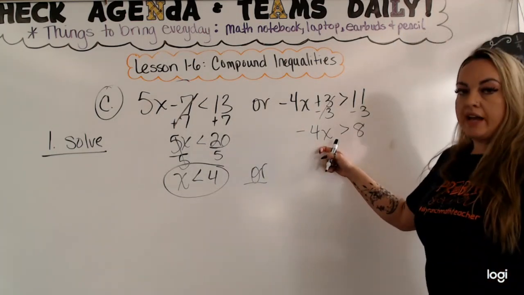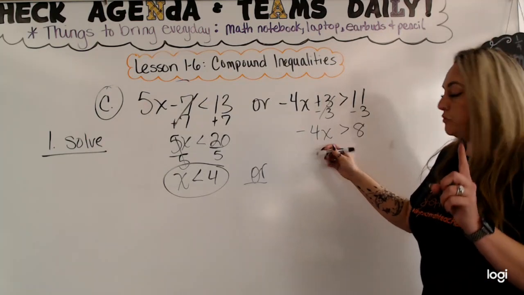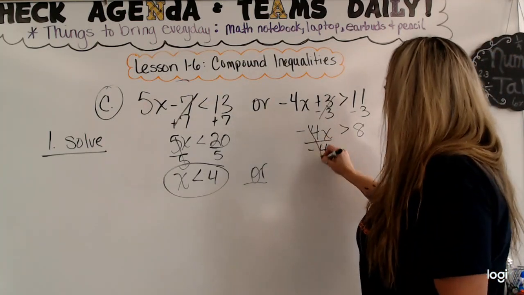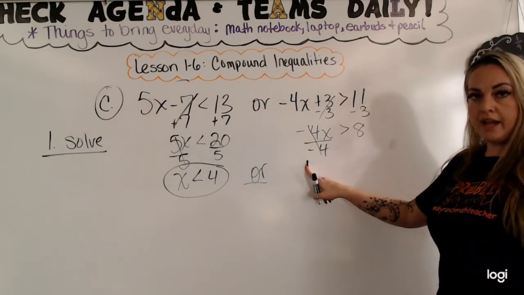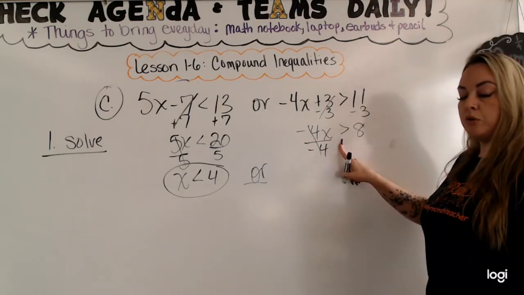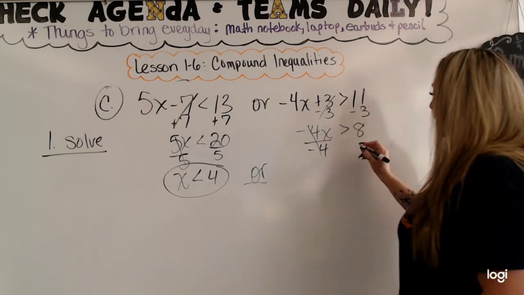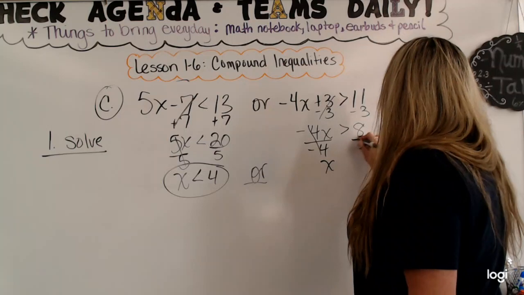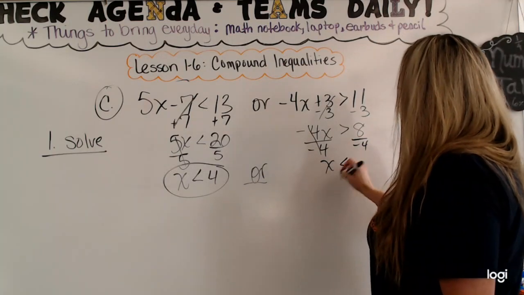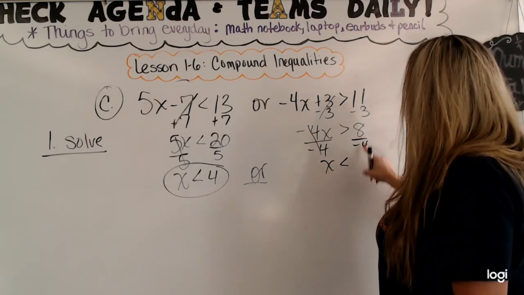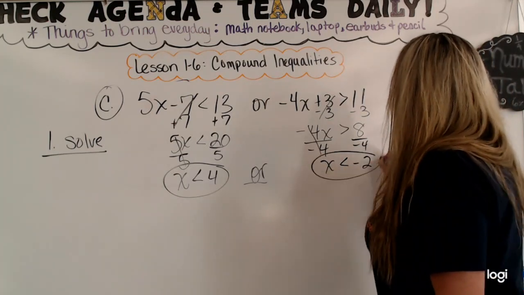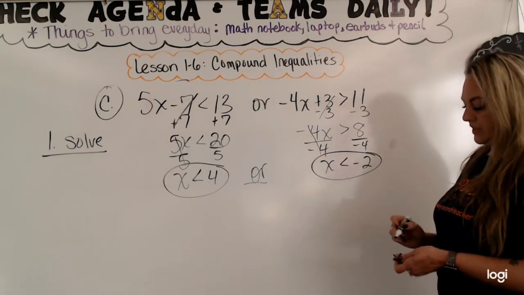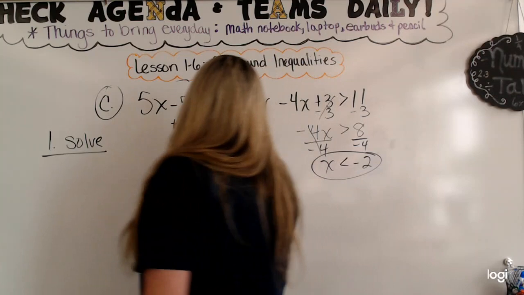Now we're going to divide by negative 4. And if you remember, when we divide or multiply by a negative while solving an inequality, we need to flip the symbol around. We're going to do that on both sides. So we're going to actually have x is less than negative 2. And that's the answer for that. Now let's look at it on a graph.